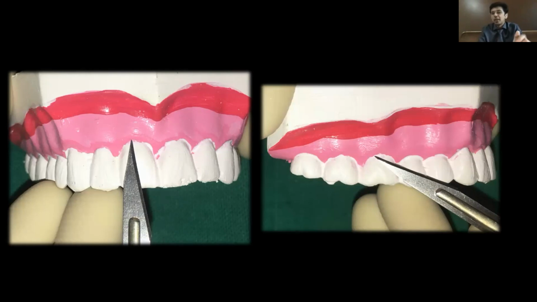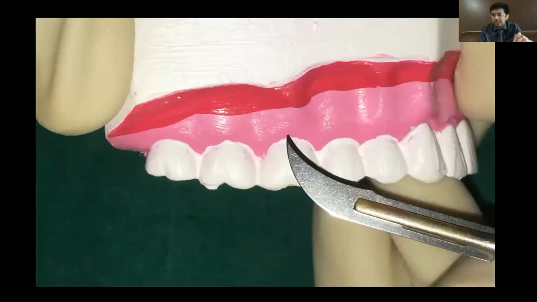Are you getting the point? Always and always in a posterior area, we need to use a 12 number blade for giving an incision. And as you can see, at least the terminal part of the blade is parallel to the long axis of the tooth being instrumented. Okay.